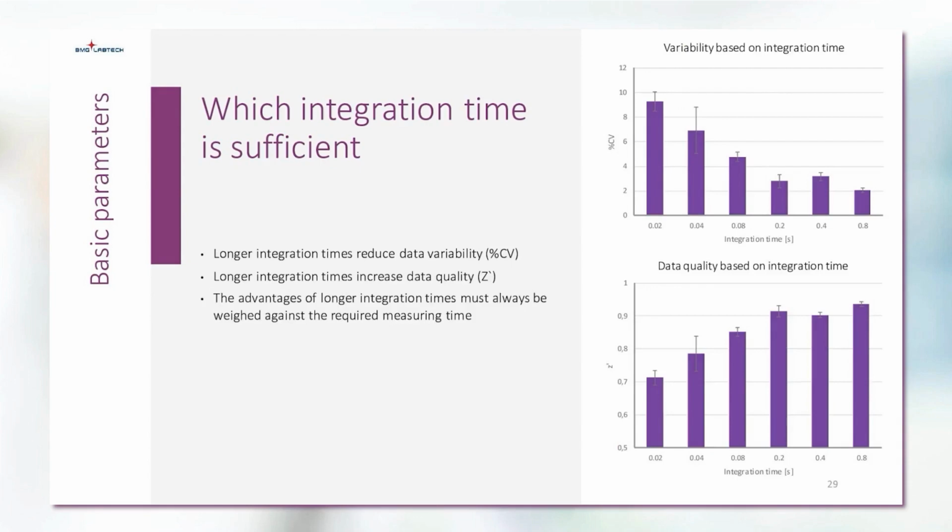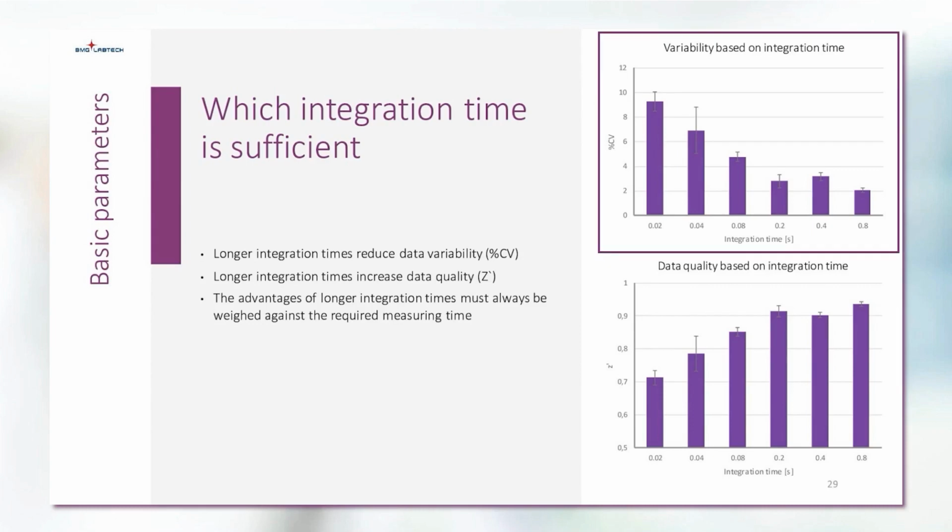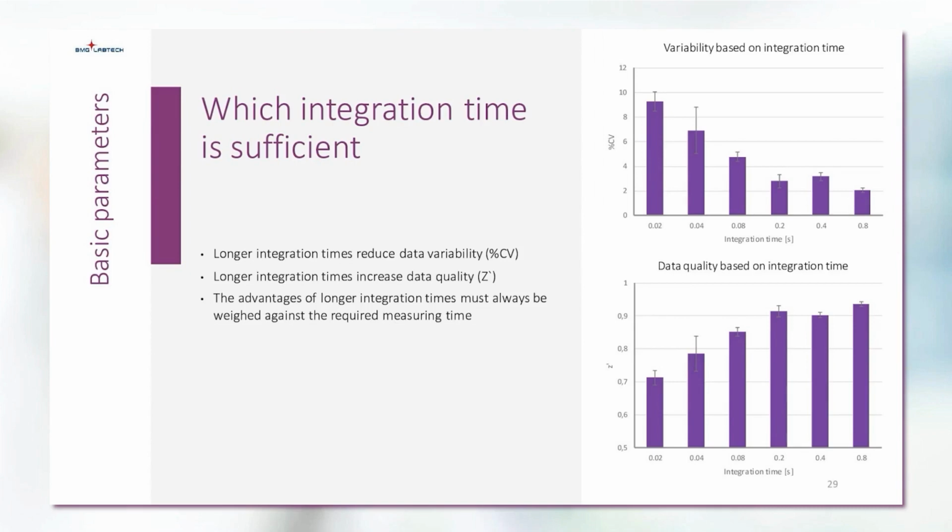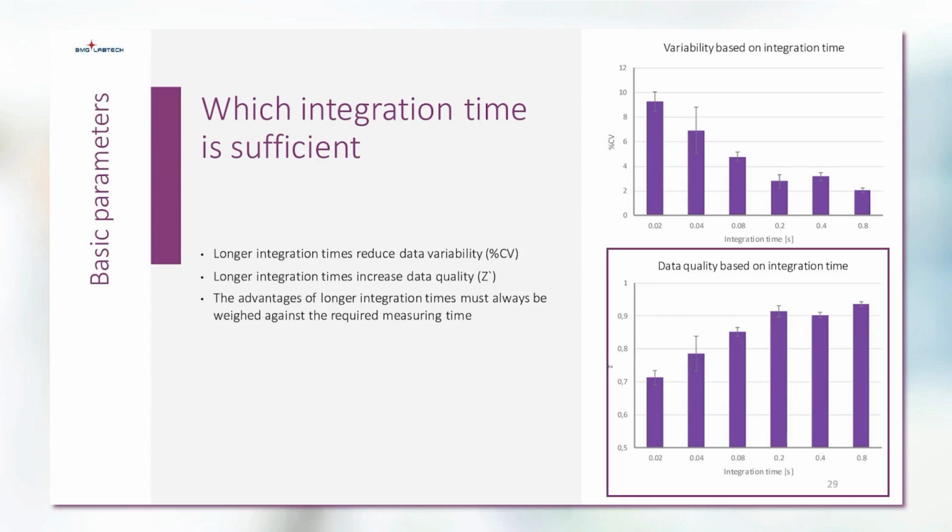To highlight the effect of integration time, we plotted the data variability and the data quality in a set prime value of glow luminescence samples against the integration time. As you can see in the two graphs to the right, on the one hand, with longer integration times we have a reduced data variability, which you can see in the upper right graph, while also the overall data quality is increased with the higher integration time, which is of course also desirable.